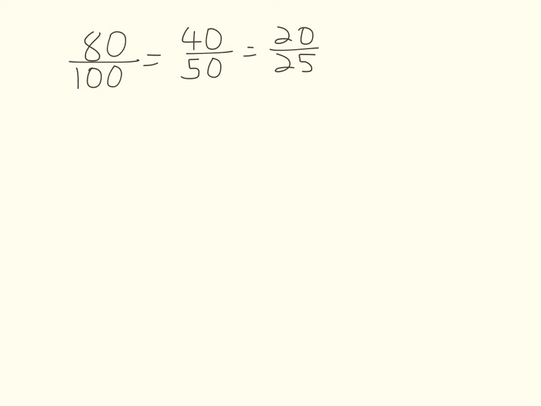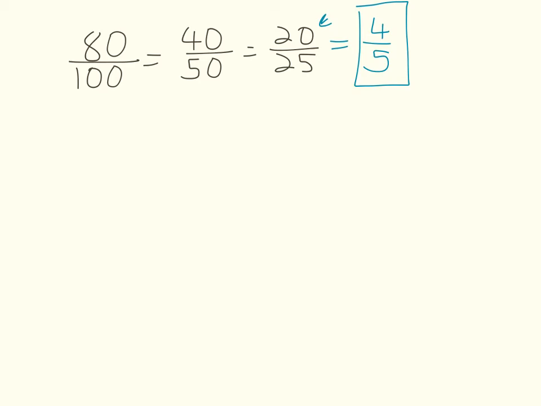They don't. What about 3? No, not in this case. What about 4? Well, 20 divides by 4, but 25 doesn't. Can I divide them by 5? I can. If I divide by 5, I get 4/5. Both of those are prime numbers, so I know I've gotten simplest form.